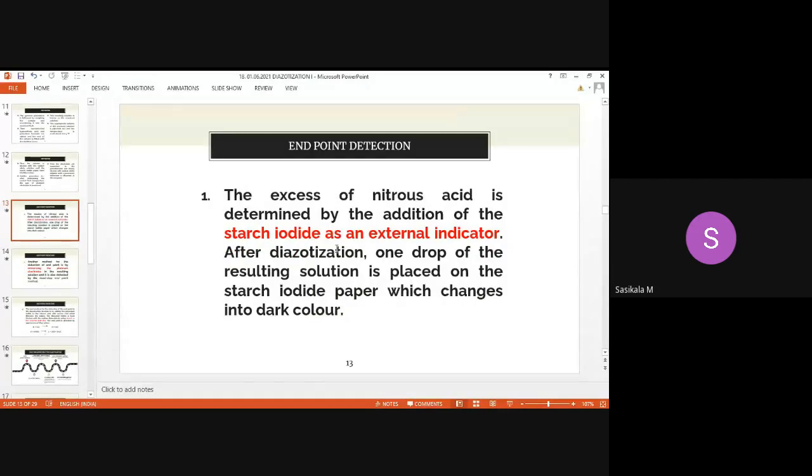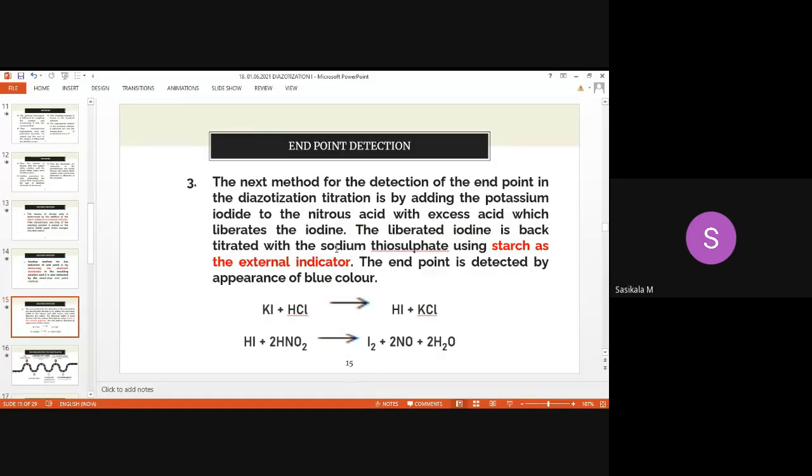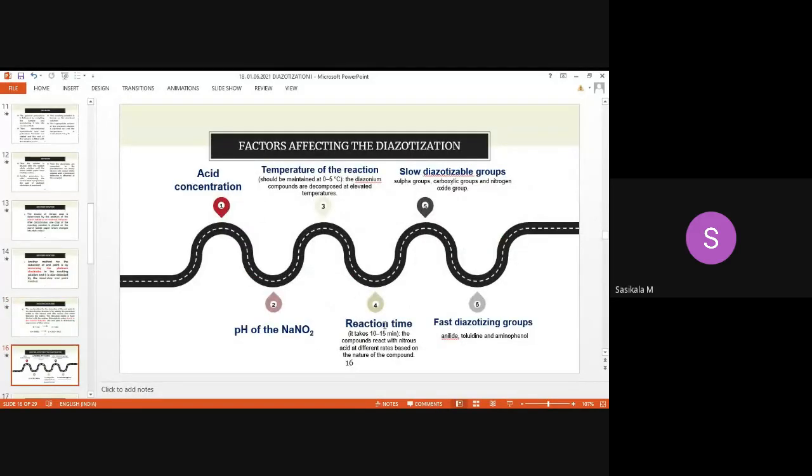First one is starch iodide paper used as an external indicator, and another one is the dead stop endpoint technique using a pair of platinum electrodes, which stops accurately when it reaches the endpoint. So it is called the dead stop endpoint technique. It means the titration itself will be stopped, or the instrument will automatically stop, when the reaction is completed. So it is a very accurate method. And another one is adding potassium iodide and starch solution inside the conical flask itself during the titration to determine the endpoint. So these are all the endpoint detection methods.